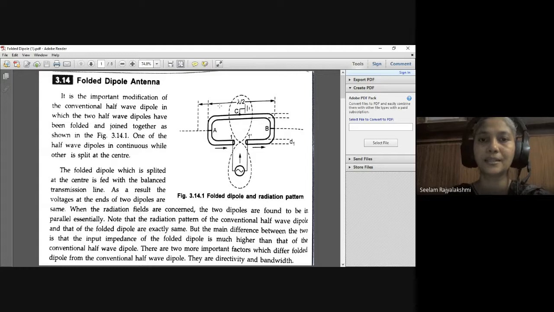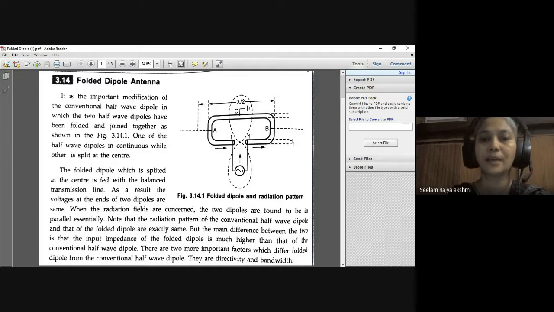Here the distance is lambda by 2, between the points A and P. The current given here is I dash, and here the distance is T1, and here this is the battery, and this is the particular point C, which is the folded dipole. Here we can observe the continuous state, and when the radiation fields are concerned, the two dipoles are found to be essentially in parallel.